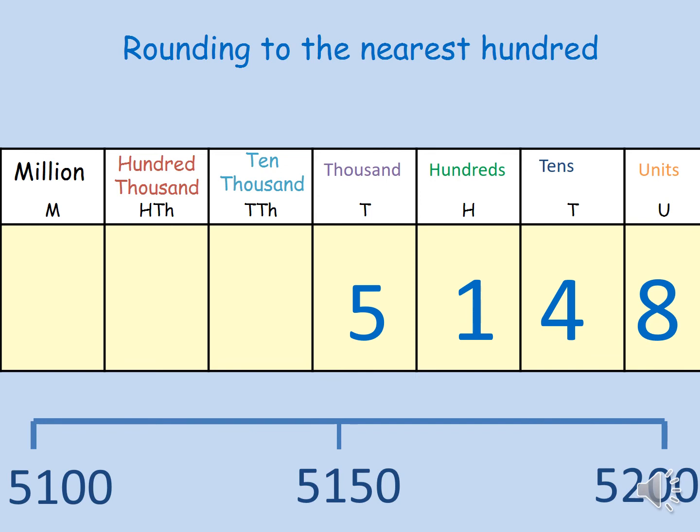Let's look at this one. We've got 5,148. Now that number sits between 5,100 and 5,200. If we focus in on the 148, we can really see that 148 is nearer to 5,100 than it is to 5,200. So in this case, we're going to round down to 5,100.